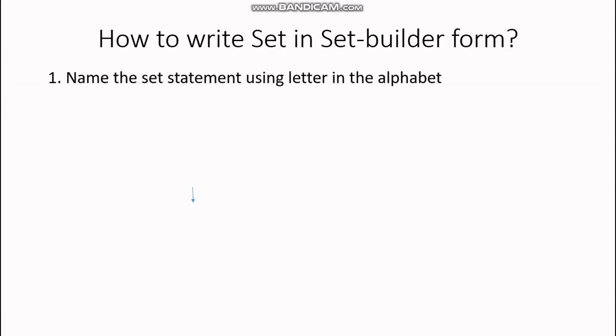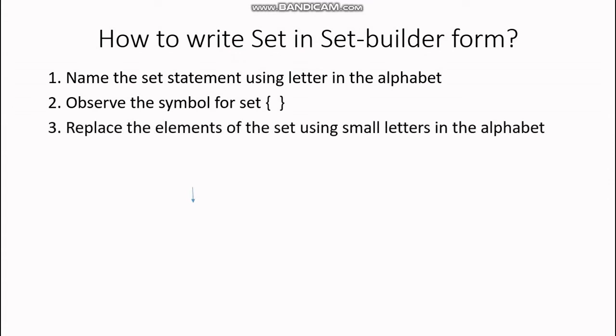Number 1, ato ni siyang discuss ganiha. Again, when you write set, you have to name the set statement using capital letters in the alphabet. Capital letters ang gamiton. Ikaduha, observe the symbol of set, kanang brace. Number 3, we replace the elements of the set using small letters in the alphabet. Elements, we're talking about elements. Atong gamiton is small letters in the alphabet.